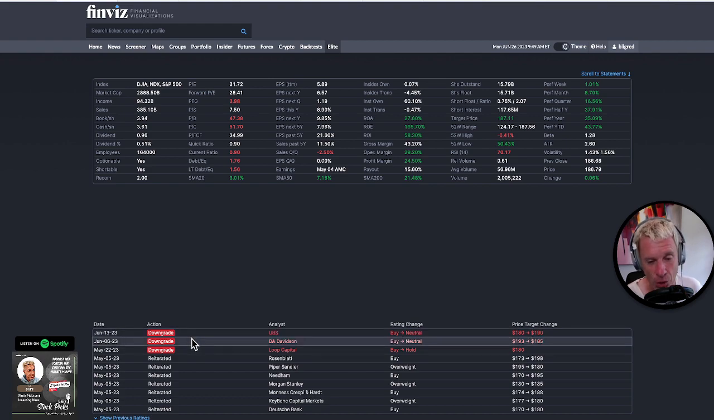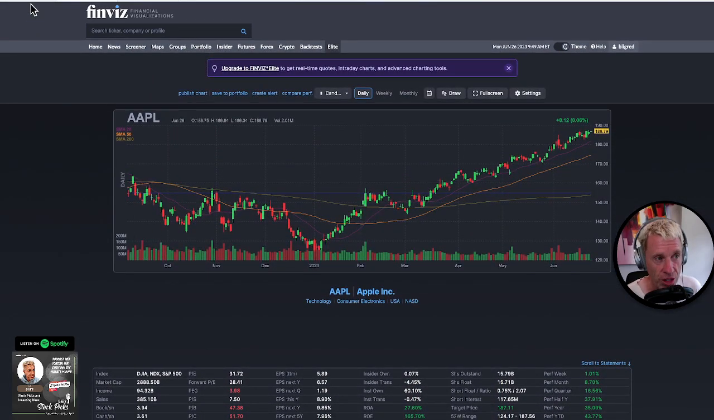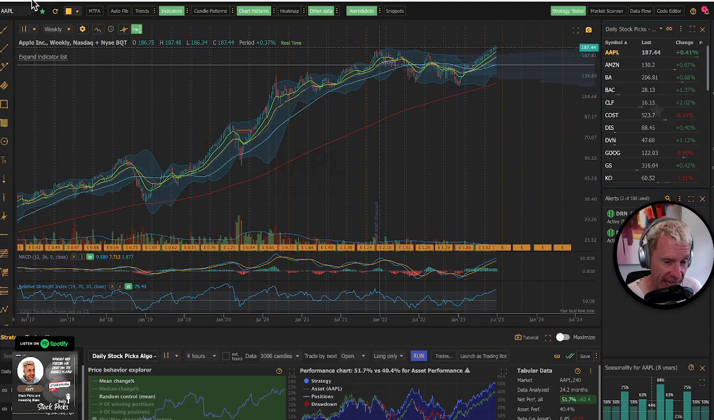June 13th, downgrade with a $190 price target. June 6th, downgrade, $185. This is similar to Tesla. It's just run too much. So I don't know that you add to it. I don't know that you sell it. I'm not selling it. I am probably trimming it.